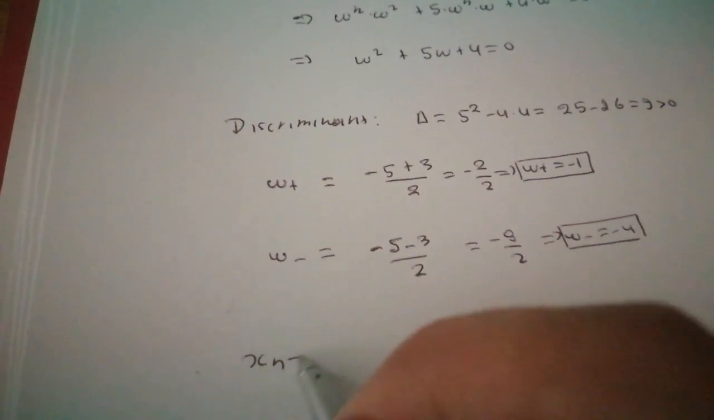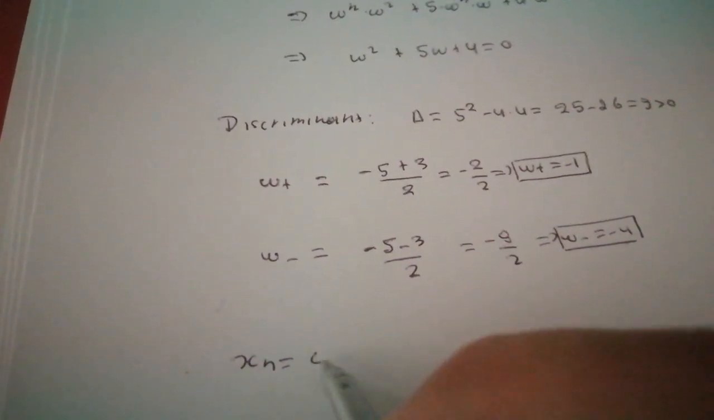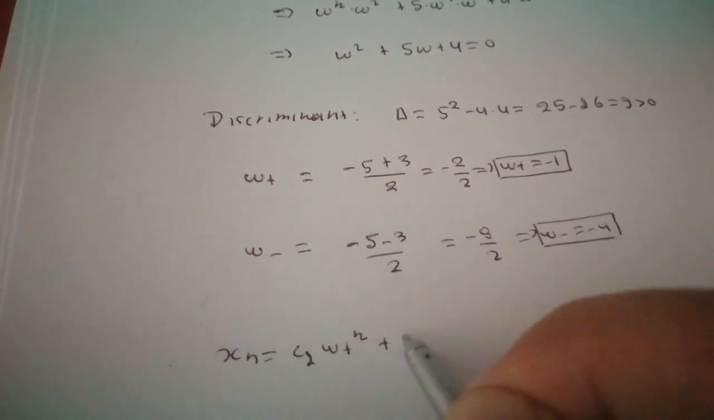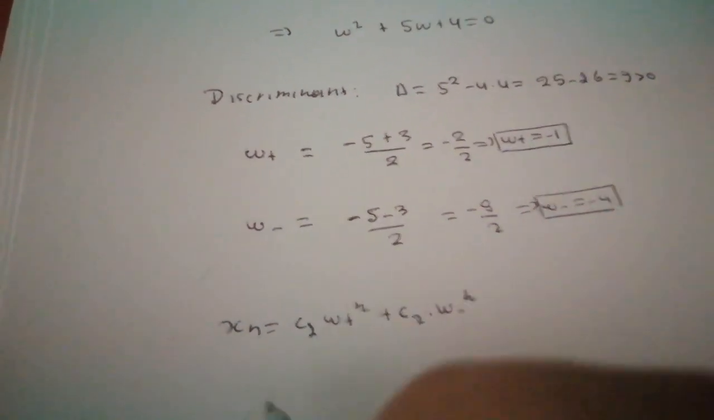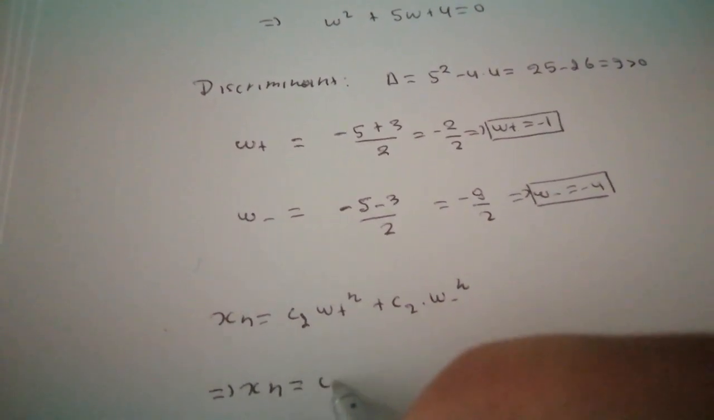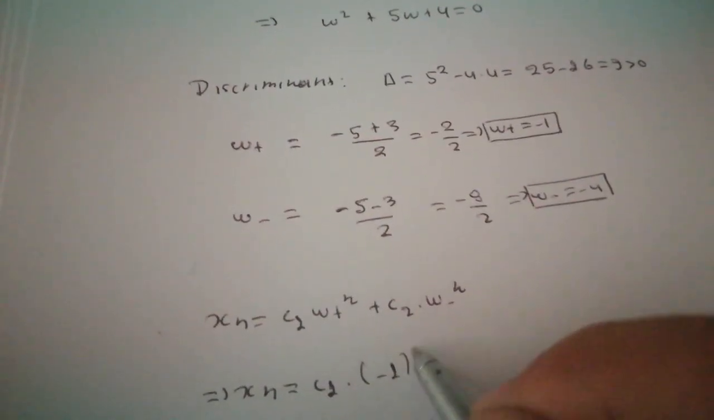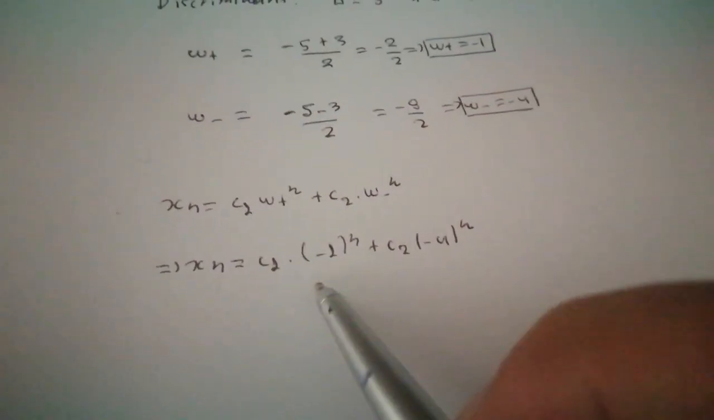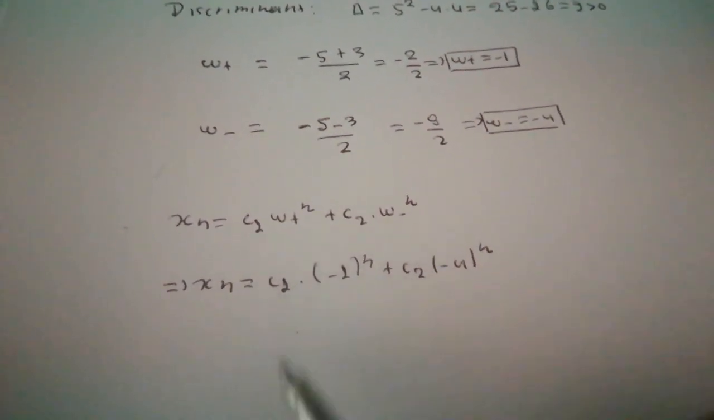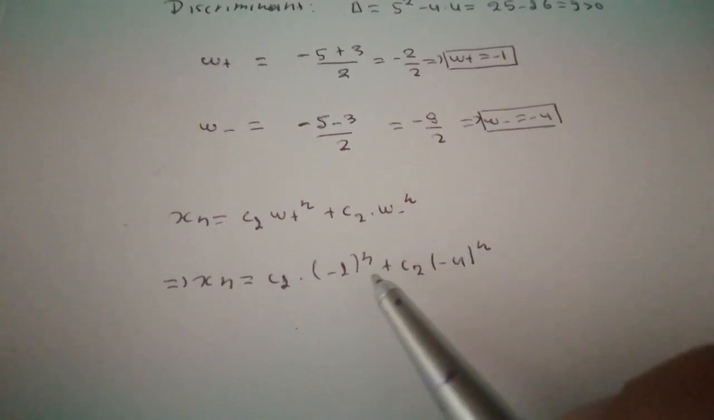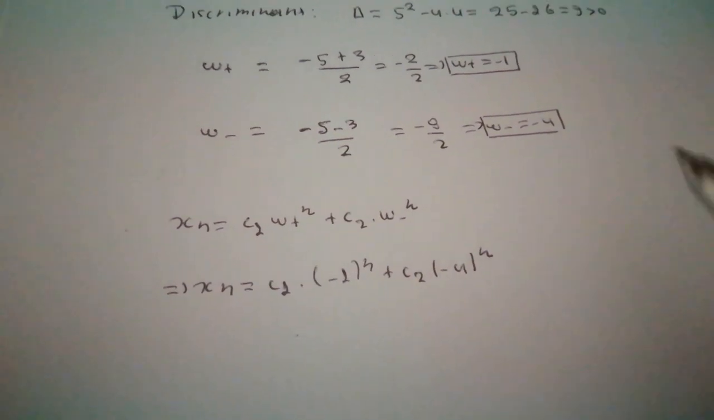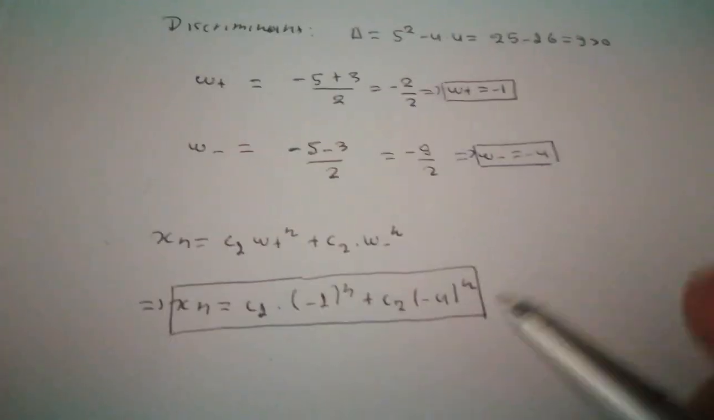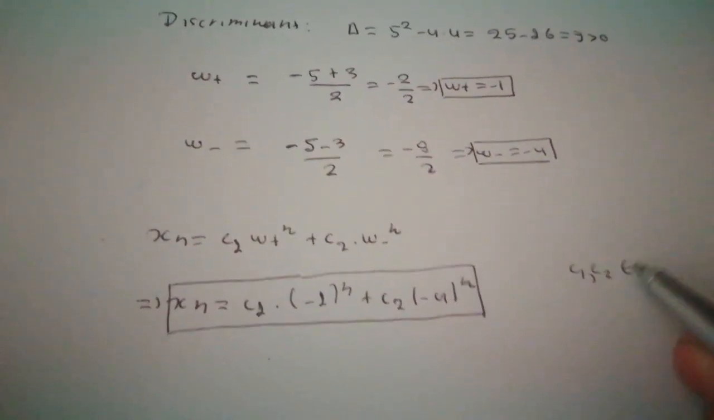Of course, now x_n can be written in the following form: c1 omega plus to the power of n plus c2 omega minus to the power of n. So this is the general formula for x_n: c1 times minus 1 to the power of n plus c2 times minus 4 to the power of n. And c1, c2 are real coefficients.